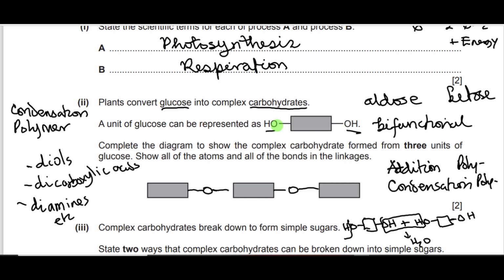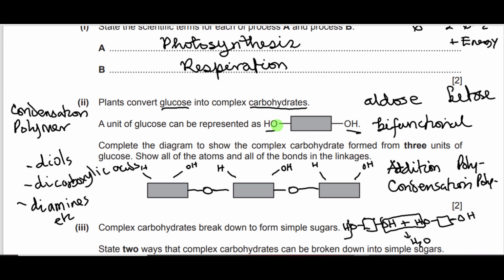Remember what is lost here from what we have done here. OH. This one loses what? OH right here and loses what? H here. Are we together? So this one loses OH here and loses H here. This one loses H here and loses OH here.